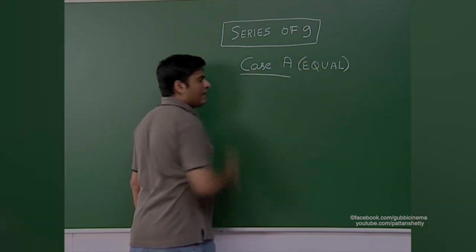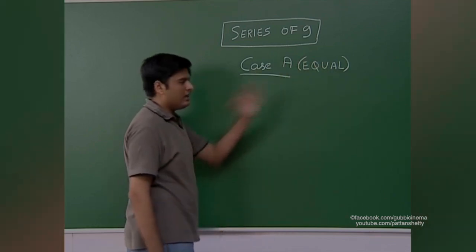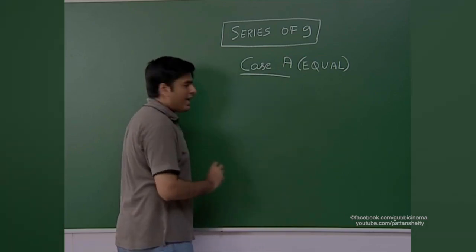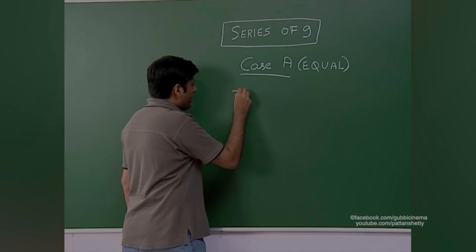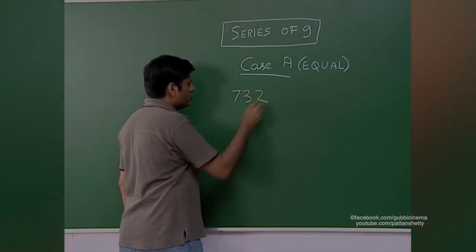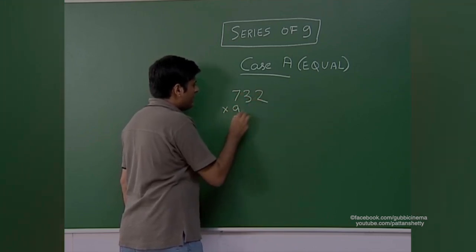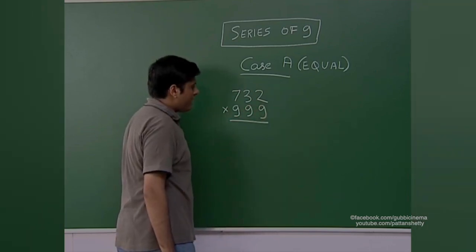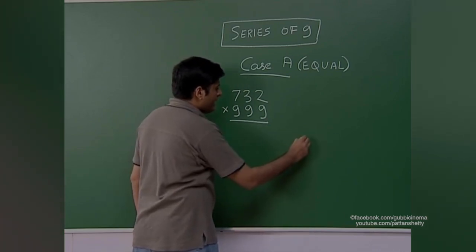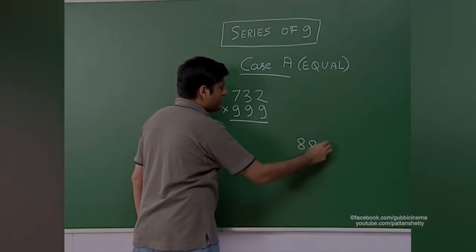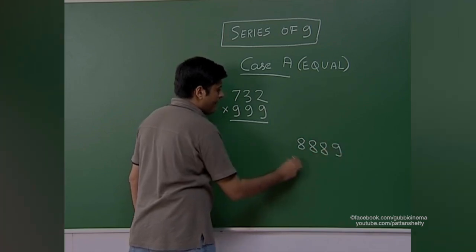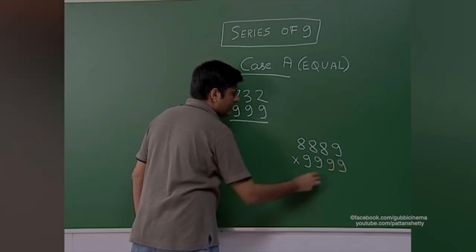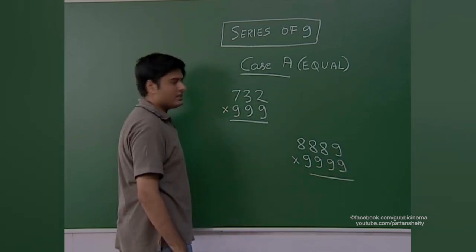So, in case A, friends, we will see equal. Let me tell you what I mean by equal. Suppose I have to multiply, say, 732 by 999. Or say, friends, I have to multiply 8889 by 9999. Let us see how we get the answer.